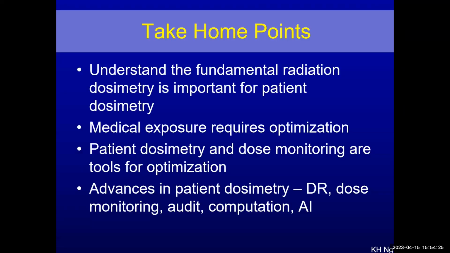So take-home points is we need to understand the fundamental radiation dosimetry. Medical exposure requires optimization. There are patient dosimetry, dose monitoring, or dose tracking. There are tools for optimization. I also need to keep track of the advances. We have DR, digital radiography, dose monitoring, audit, IAEA audit program, computational, all the models, and of course, artificial intelligence, where there are people working from the images itself, how they can derive patient dose. So thank you very much for listening.